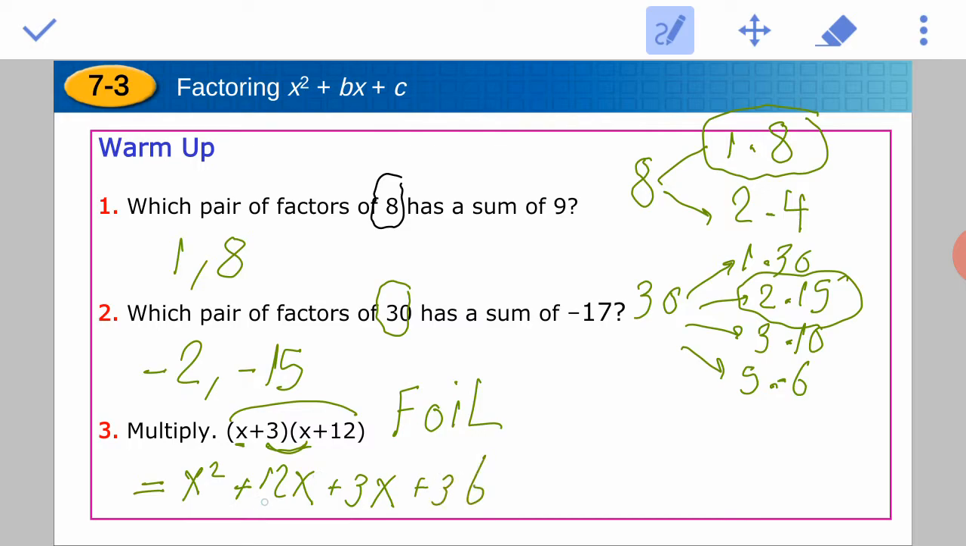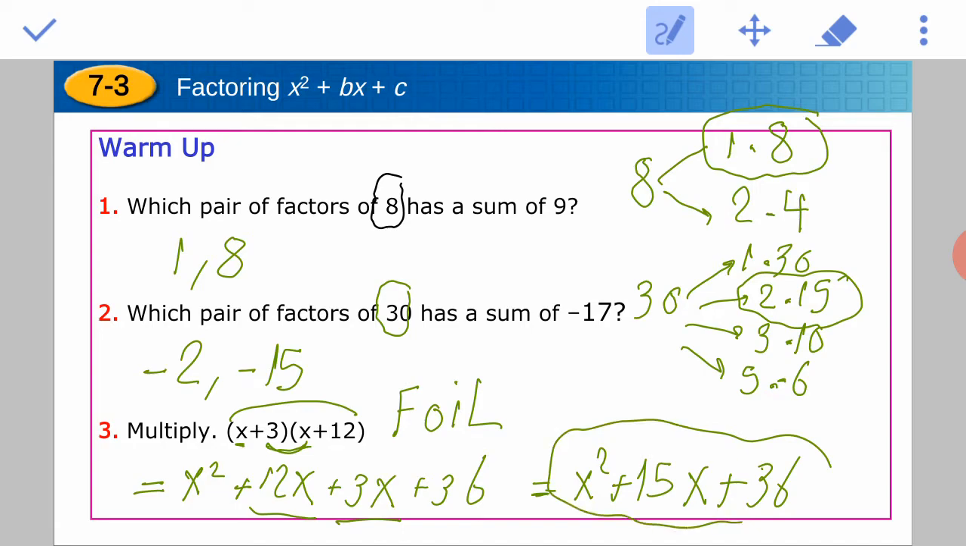If you pay attention, the two middle terms are like terms, so you need to combine them and put your answer in the simplest form. So it's going to be x squared plus 12 plus 3, which is 15x, plus 36. Our answer is a trinomial. Actually, it's a quadratic trinomial. This is the very important example you need to know before we start.